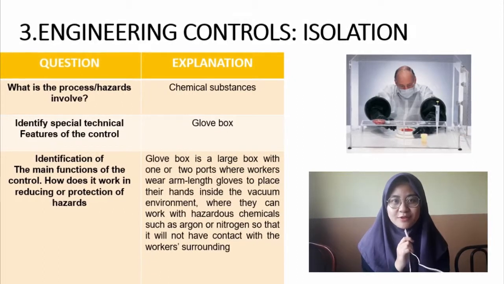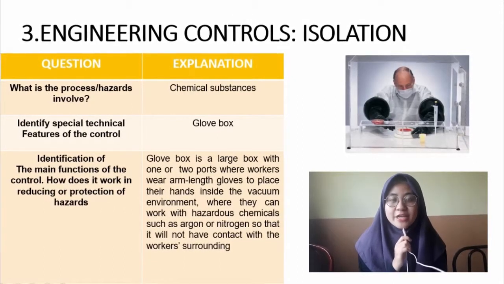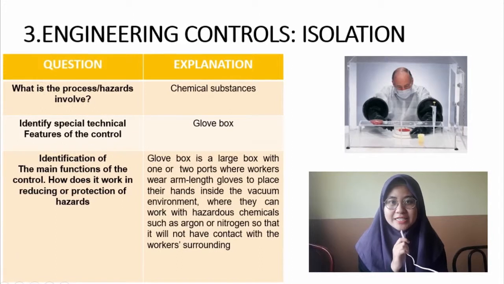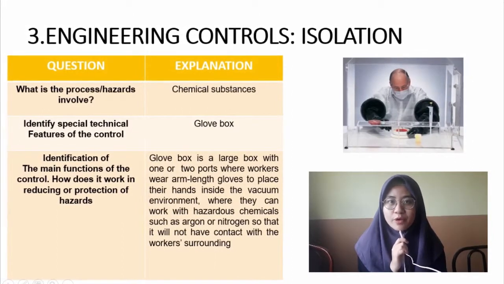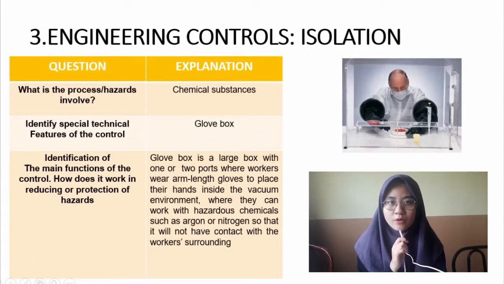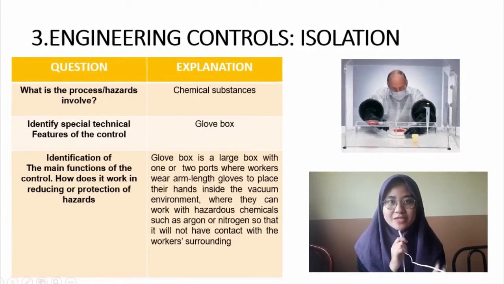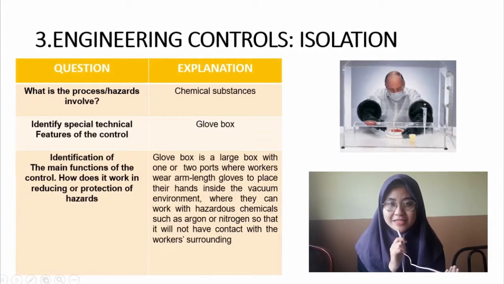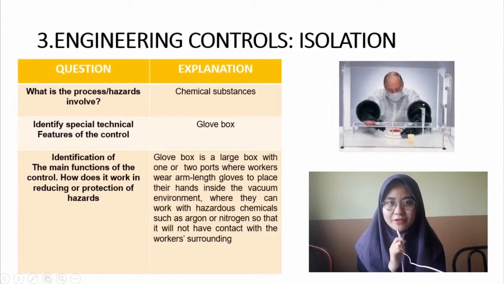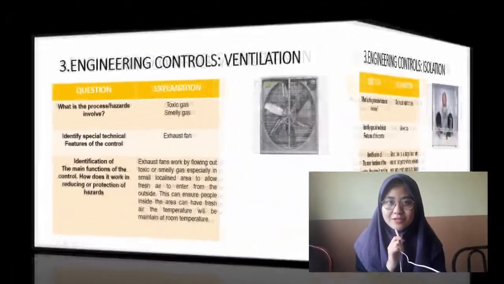The hazard involved is chemical substances. The control feature that we can use is a glove box. A glove box is a large box with one or two ports where workers put their gloved arms into the vacuum surrounding so they can work with the hazardous substance. The hazardous substance will not contact the outer surrounding.